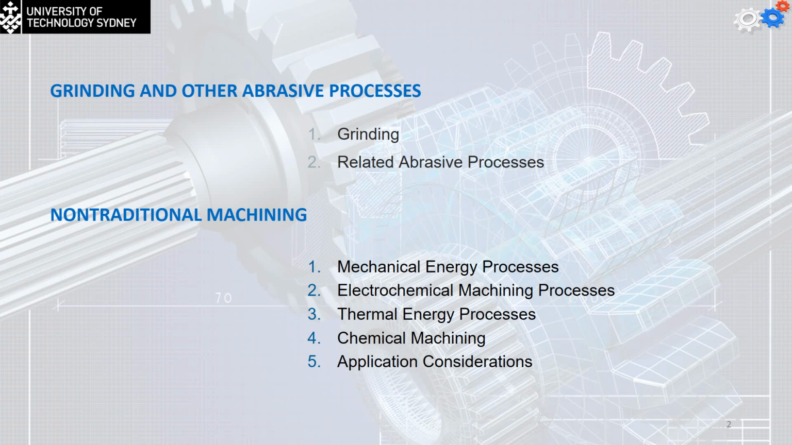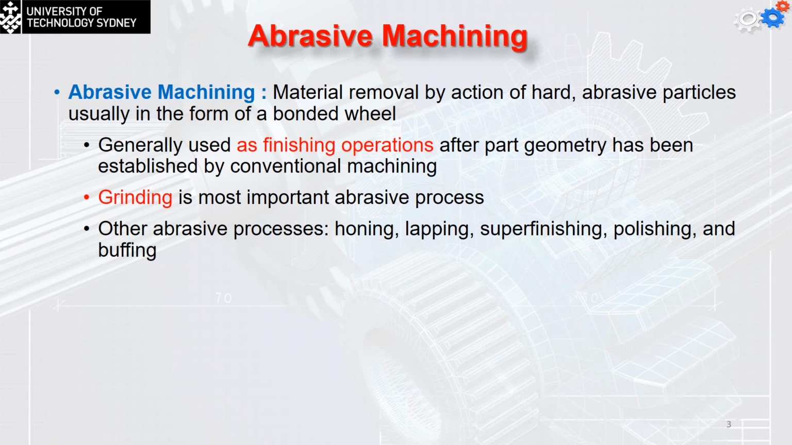So in the grinding and other abrasive processes, we are going to talk about grinding and related abrasive processes. In the non-traditional machining, we are going to cover the mechanical energy processes, the electrochemical machining processes, the thermal energy processes, chemical machining, and the application considerations in these applications. So first we are going to talk about abrasive machining.